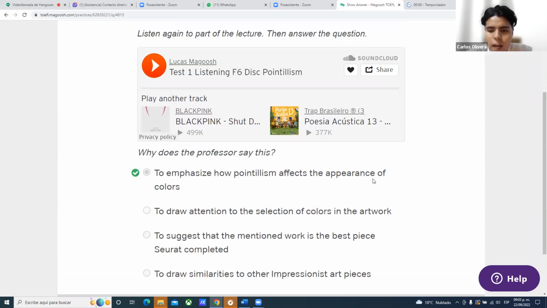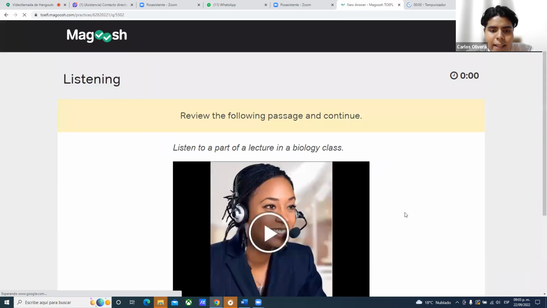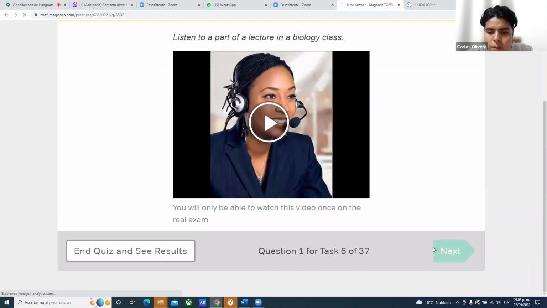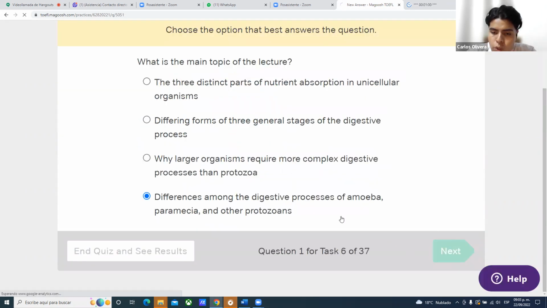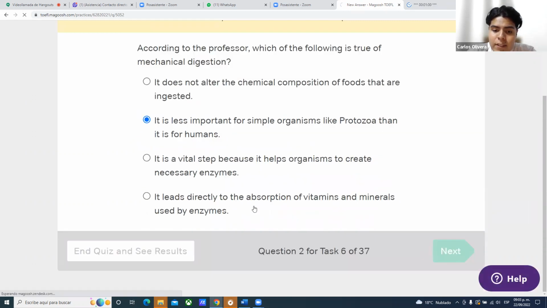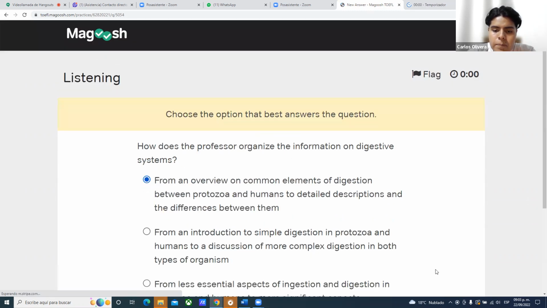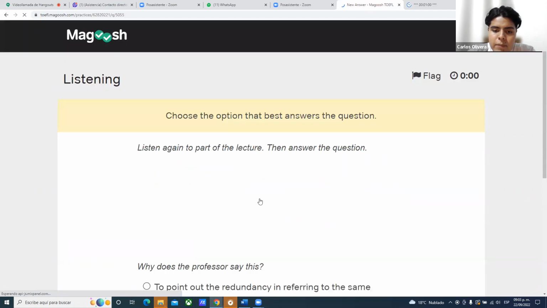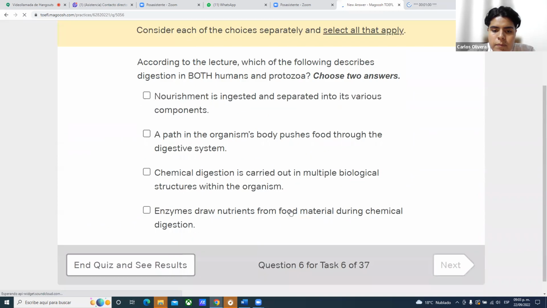Fantastic. Let's go with the last exercise before we finish the class. This time it is going to be a conversation. Let me skip this one. We're going to get into the conversation because it's shorter, and I think it's necessary for us to also practice conversations that we have not seen yet, not just lectures. So let me skip until we arrive at a conversation. This one, no, no, and let's go with this one.